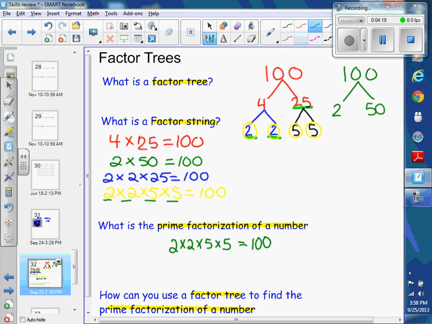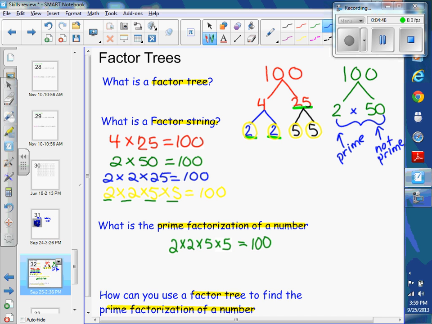If you look over here, you might ask, why isn't this a prime factorization? 2 is a prime number, but 50 is not prime. So even though 2 times 50 makes a factor string, it doesn't make the longest factor string, which is made up of all prime numbers.